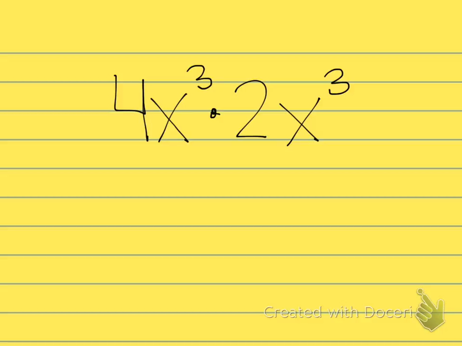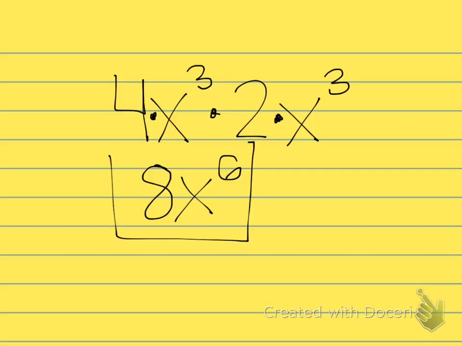Alright, so the first problem we're going to do is 4x cubed times 2x cubed. So we're going to separate all the terms. And then you just combine, so 4 times 2 is 8. And then you keep the bases and add the exponents, so put the x, and then 3 plus 3 is 6. So your final answer will be 8x to the 6th power.